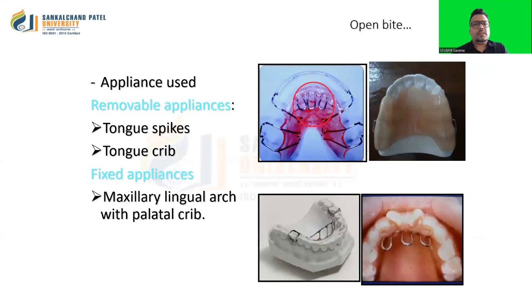Then various appliances, removable appliances and fixed appliances, can be used depending upon the compliance of the patient. If the patient is compliant enough, then removable appliances like Hawley's appliance with tongue spikes can be incorporated, as well as tongue cribs, into the Hawley's assembly and given to the patient. If the patient is not that compliant, then fixed appliance therapy can be used, in which soldered transpalatal arches and lingual arches with palatal cribs can be incorporated in the treatment plan.